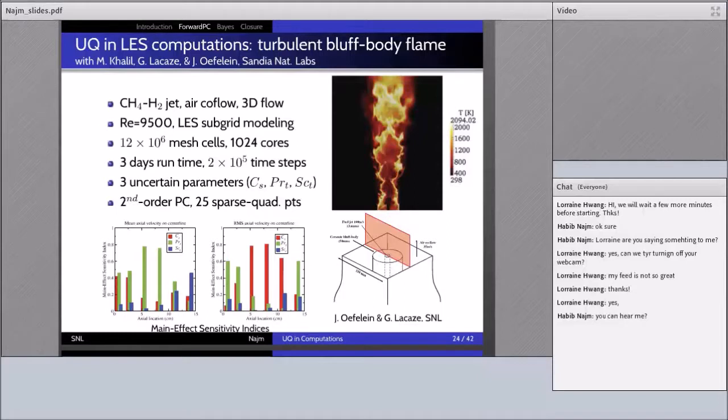There's the Smagorinsky constant, which defines the character of the subgrid model within this LES computation, as well as the turbulent Prandtl and Schmidt numbers. These are the uncertain parameters, and we use second order polynomial chaos. We evaluate the model at 25 points only, and we have the predicted uncertainty in the output. So this is how it's used typically in any type of model.